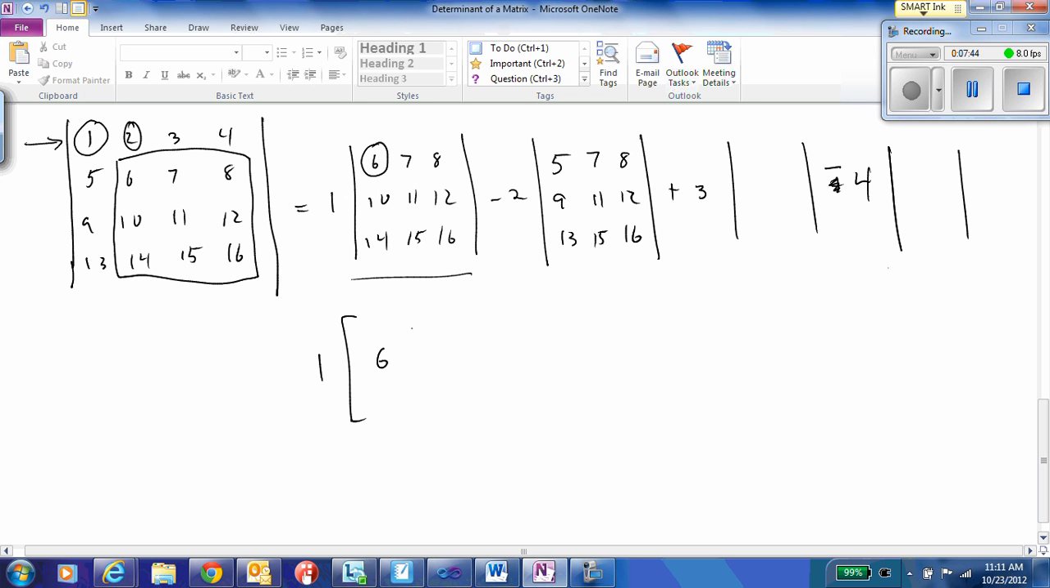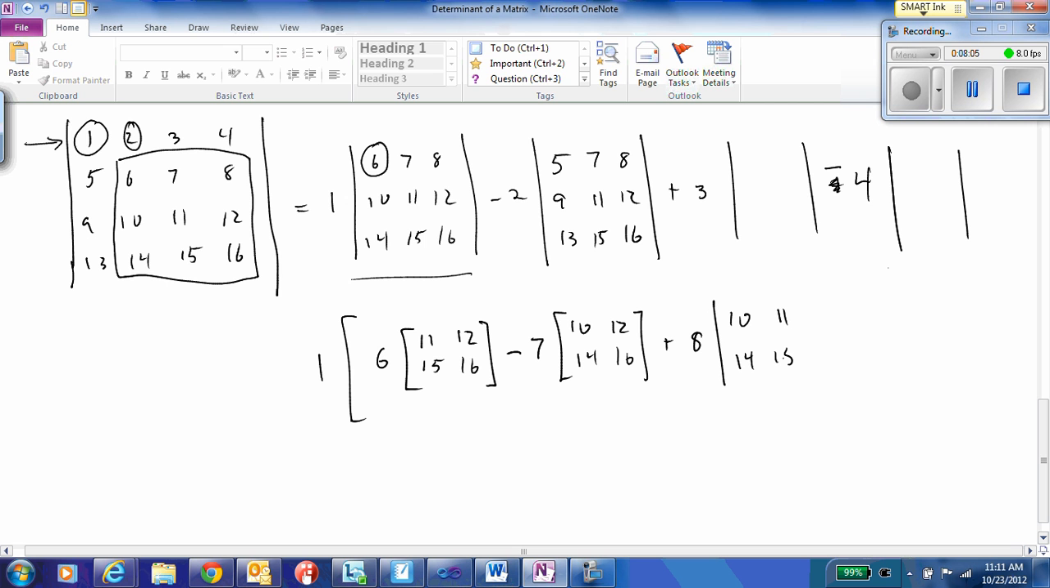So I'm going to do 6 times 11, 12, 15, 16 minus 7 times 10, 12, 14, 16 plus 8 times 10, 11, 14, 15. And I should be careful not to put square brackets around here because that means matrix and not determinant. So I'm going to go ahead and erase those and make those into actually vertical lines because they need to represent the determinant of.